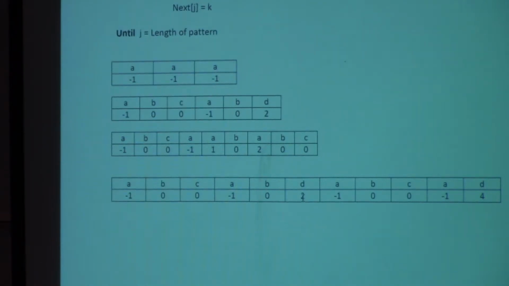When I of the pattern is equal to what? When are we going to act on this value? When I of the pattern is what? What's I equal to? 5. Because that means this is index I is 0, 1, 2, 3, 4, 5. That means when I of pattern is equal to 5.